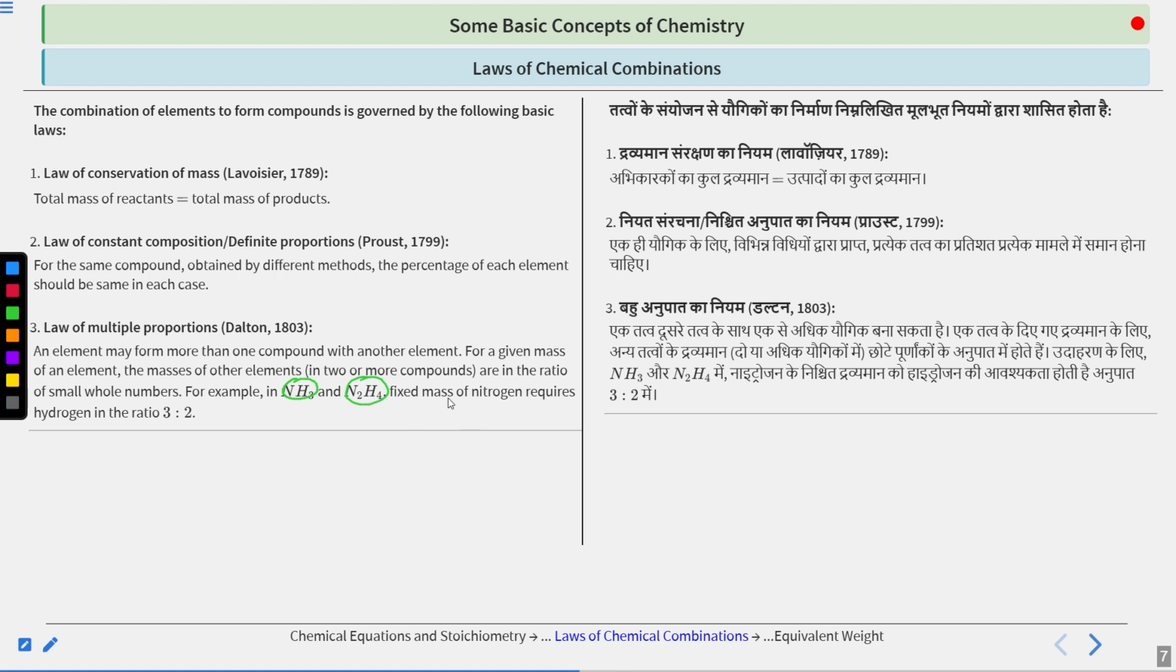You can just see it here also. And one more thing, this nitrogen requires how many hydrogen? This requires 3 hydrogen, and this nitrogen requires two hydrogens, right? So if you just take the empirical formula, one nitrogen will require 2 hydrogens. So this is the ratio that we get, it is 3:2. The same thing is written as: for a given mass of an element, the masses of the other element are in the ratio of small whole numbers. Clear? Okay.